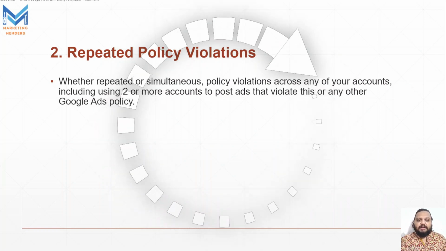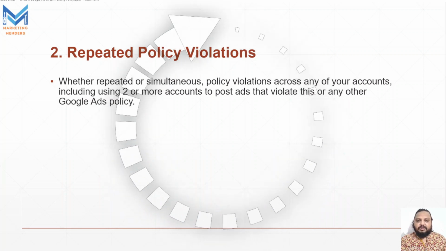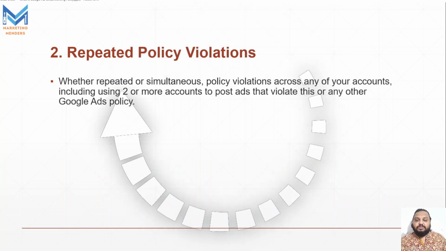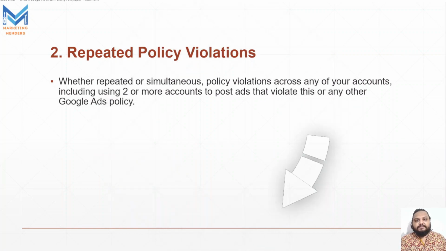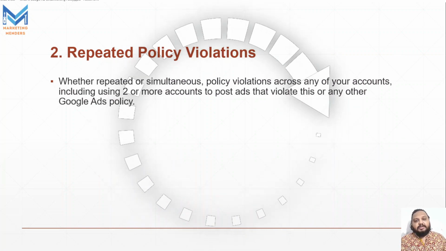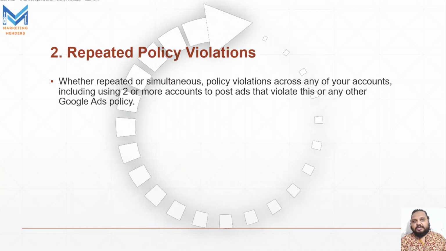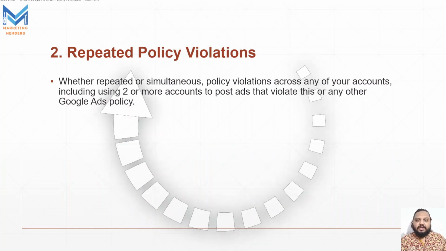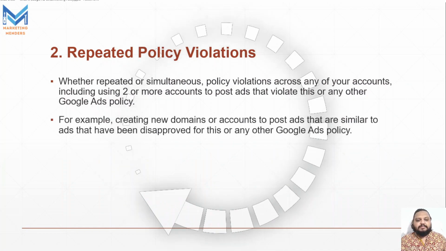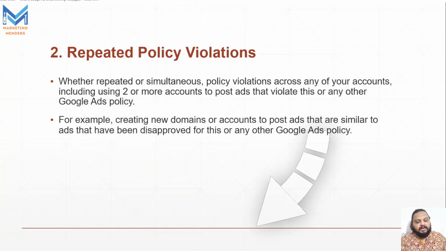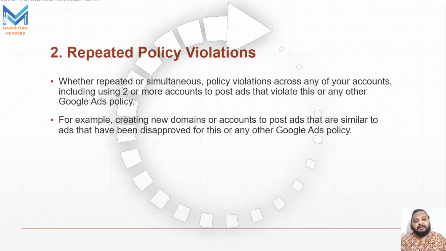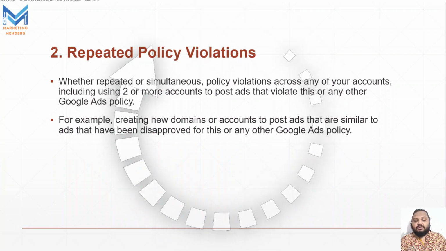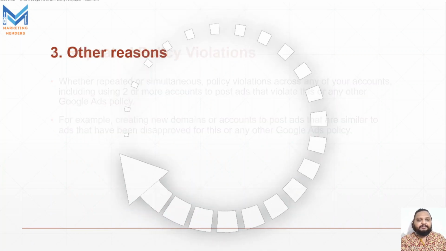So once an account has got suspended because of the circumventing policy, first of all, you should be identifying the probable reasons behind it, rectifying those errors, and then only you should be going ahead with the creation of a new Google ad account and new Google ad campaign. So for example, creating new domains or accounts to post an ad that's similar to an ad that has been disapproved for this or any other Google ad policy, right?